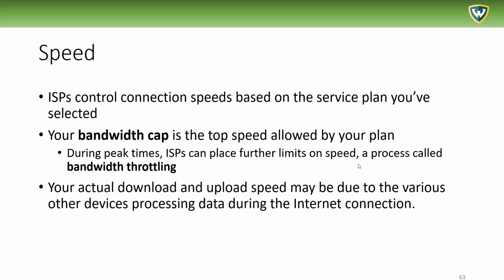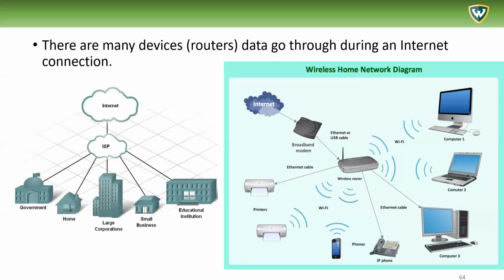ISPs control connection speeds based on the service plan you've selected. Your bandwidth cap is the top speed allowed by your plan. During peak times, ISPs, internet service providers, can place further limits on speed, a process called bandwidth throttling. Your actual download and upload speed, of course, may vary due to the characteristics we mentioned.